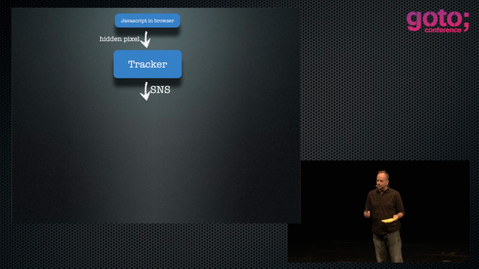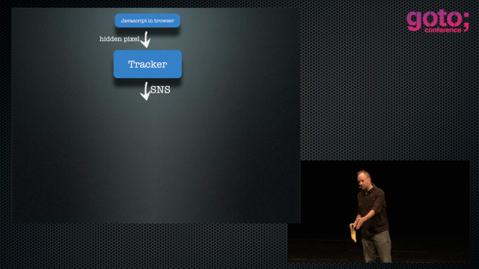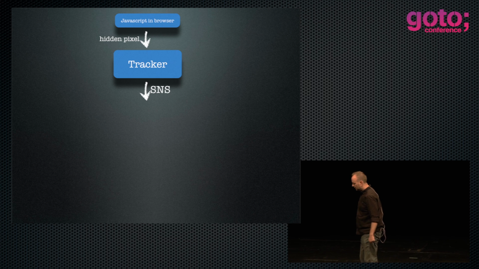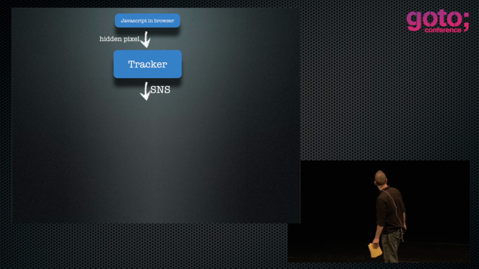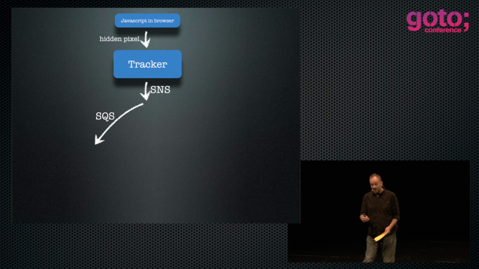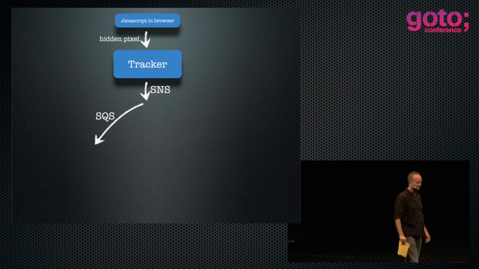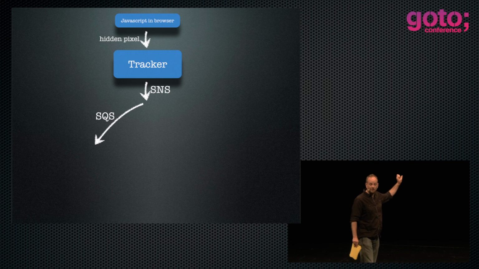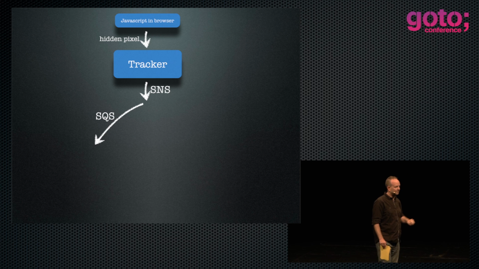So SNS, Simple Notification Service, is Amazon's technology that allows you basically to fan out events. So you post to an SNS topic, and then you can have multiple subscribers who receive an event based on that topic. One of the things you can subscribe to it is an SQS, a simple queuing service, which is a point-to-point queue. In reality, those two combined is what most of us would view as a message queue.